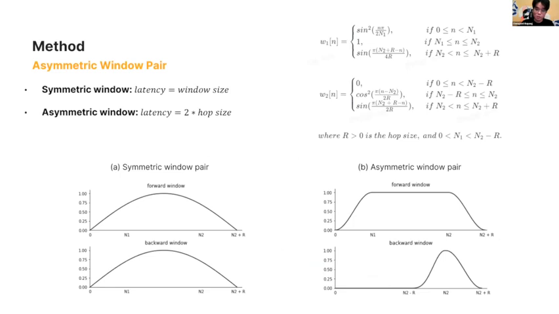Let's start with our proposed asymmetric window pair. The shape of the window pair is shown in diagram B. It can achieve a high frequency resolution while still maintaining a low reconstruction latency. Compared with other commonly used symmetric window pairs, our proposed asymmetric window pair has a different shape of forward window and backward window. We set the front part of the backward window to 0, and the function of the asymmetric window pair is posted here too.